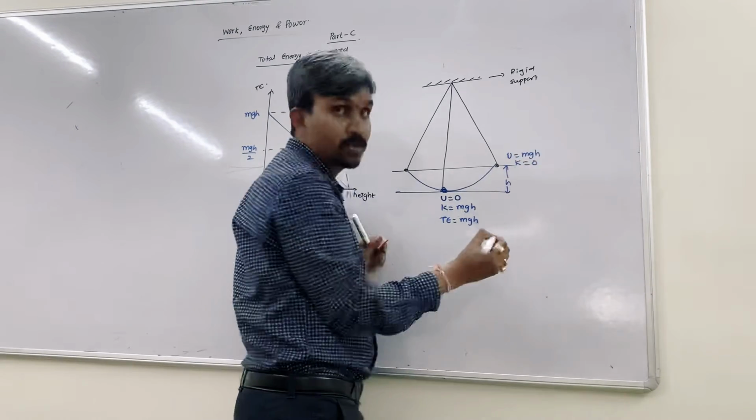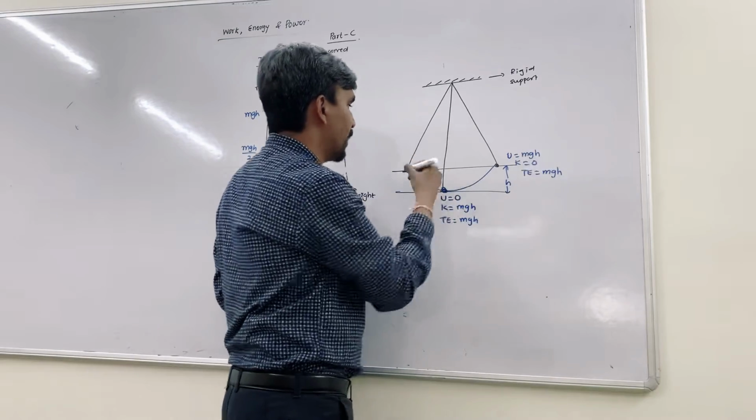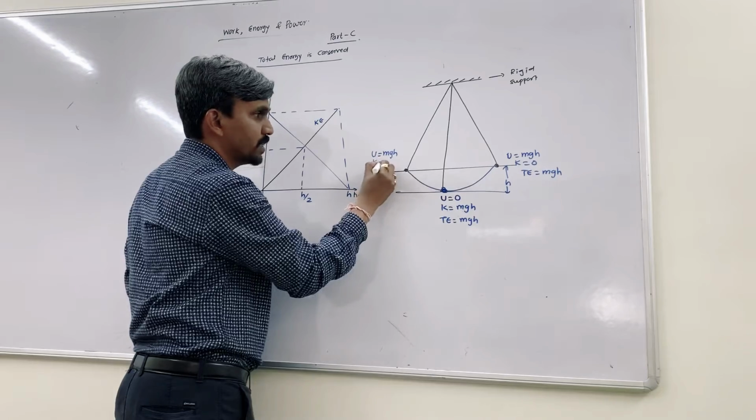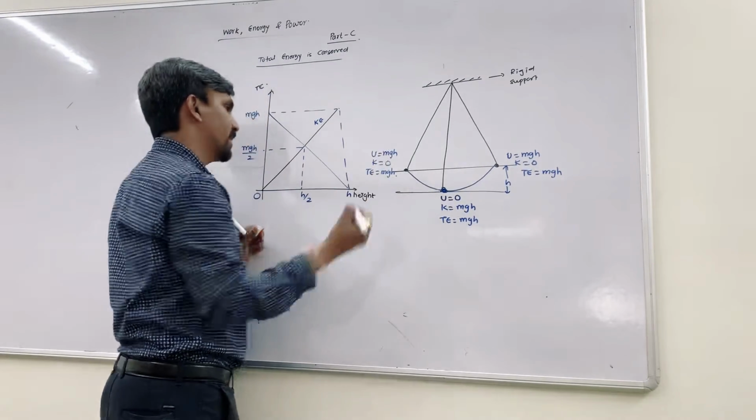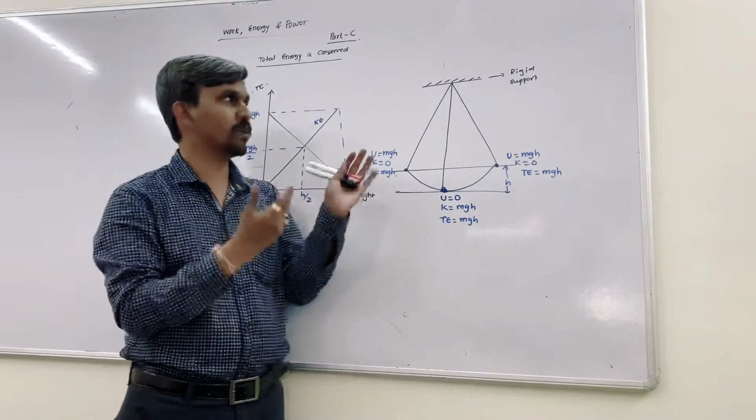Kinetic energy will be 0. So total energy is what? mgh. Same part we write here. U is equal to mgh, kinetic energy will be 0, so total energy is mgh. So they can ask this oscillating pendulum diagram for 3 marks, and along with that we have to discuss.